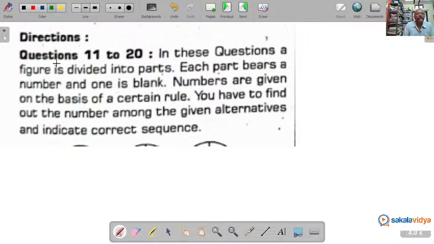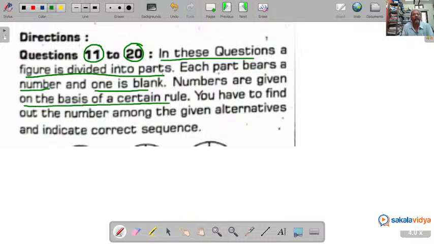See, for questions 11 to 20, the following directions are to be followed. In these questions, a figure is divided into parts. Each part bears a number and one is blank. The numbers are given on the basis of certain rules. They follow a certain rule. You have to find out the number among the given alternatives and indicate the correct sequence.